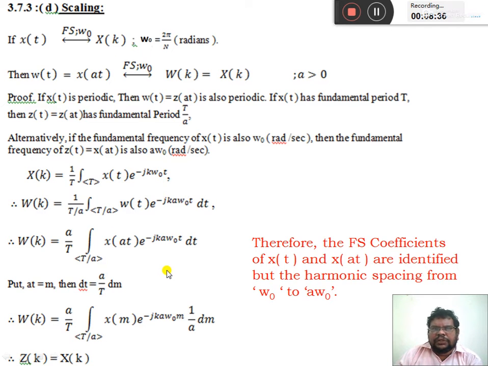The scaling property. Okay, if x of t Fourier series applied, you get x of k. Then w of t, if you apply x of at, we get w of k is equal to x of k. If x of t is periodic, then w of t equal to x of at is also periodic. If x of t has fundamental period t, then x of at has fundamental period t by a. Alternatively, if the fundamental frequency of x of t is omega naught, then the fundamental frequency of x of at is a omega naught. Okay.